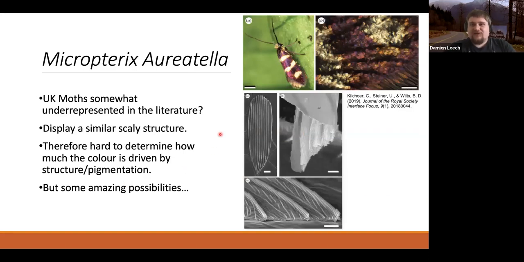Moths, I wanted to try and include a UK moth, but they're a little bit underrepresented in the literature. I don't know whether the moth community and the butterfly community have some kind of rivalry going on, but I wanted to include a moth anyway because I quite like moths. I've never heard of this species before. I think it's a UK species. Hopefully it is, but it has these really fantastic colors.